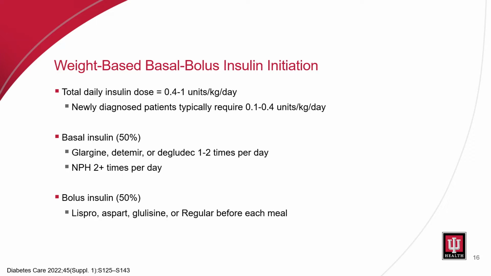Now, we'll start off with an even 50-50 percentage for our basal and bolus insulin dosing. However, as we start to get blood glucose readings on these regimens, these percentages will often be skewed one way or another, so a patient might end up on 60% basal insulin and about 40% bolus, and that's pretty normal for patients.